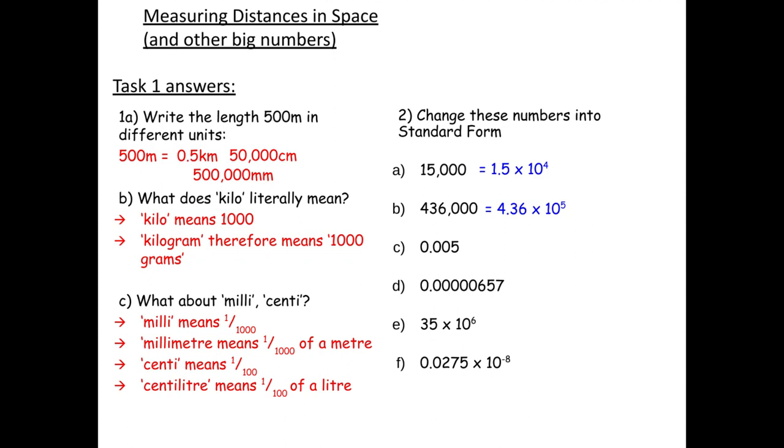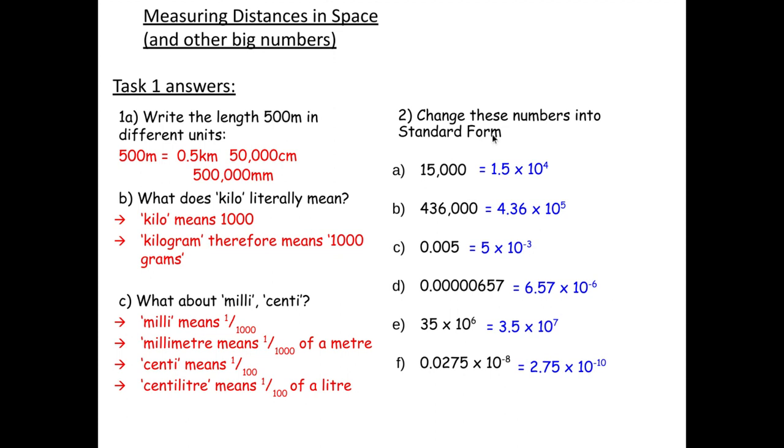Okay, so we've got 4.36 times 10 to the 5. 0.005 goes to 5 times 10 to the minus 3 because it is a small number. We've got a negative power there. The next one, 6.57 times 10 to the minus 6. 35 goes to 3.5 times 10 to the 7. And last one, 2.75 times 10 to the minus 10. Okay, so probably a little bit more tricky for these ones where you're actually already in standard form.